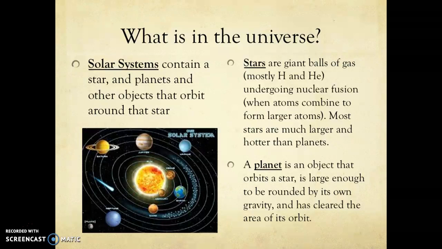Now, a planet is an object that orbits a star. It is large enough that it is rounded by its own gravity, and it has cleared the area of its orbit. So what that means is there's nothing else orbiting really close to it. It's on its own and a decent distance away from other objects. So there's nothing getting in the way of its orbit.